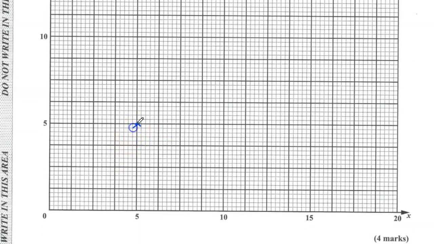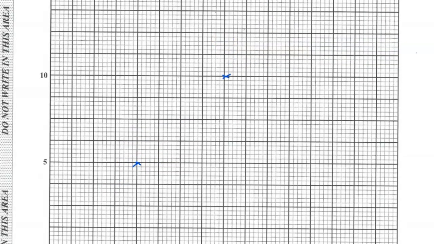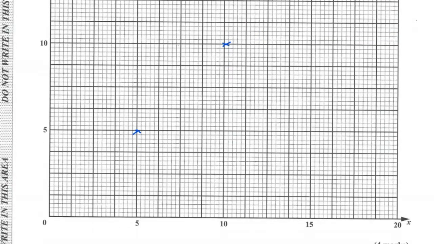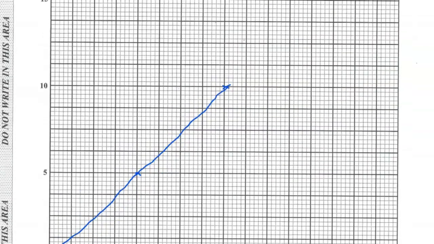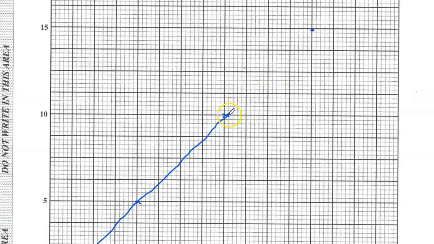Alright, that is the line where the x and y coordinates are the same. So it would pass through 5, 5, 10, 10, and so on. So this line would look something like that. I don't have a ruler, so I'm using freehand. Another point would be 15, 15, right? 15, 15 would be another point. So there lies a straight line. This is the line x equal to y, or y equal to x.